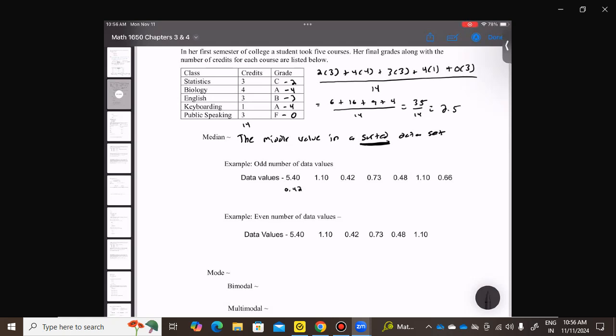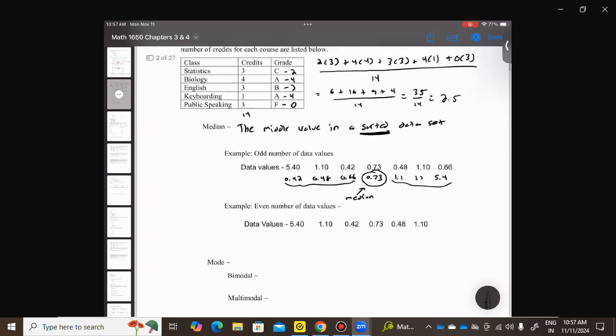0.42, 0.48, 0.66, 0.73, 1.1, 1.1, and 5.4. And then the middle number, so we have 3 on this side, 3 on this side, your middle number is 0.73. Alright, so this is the median. Okay. Odd numbers, there's one specific number in the middle, so it's pretty easy.